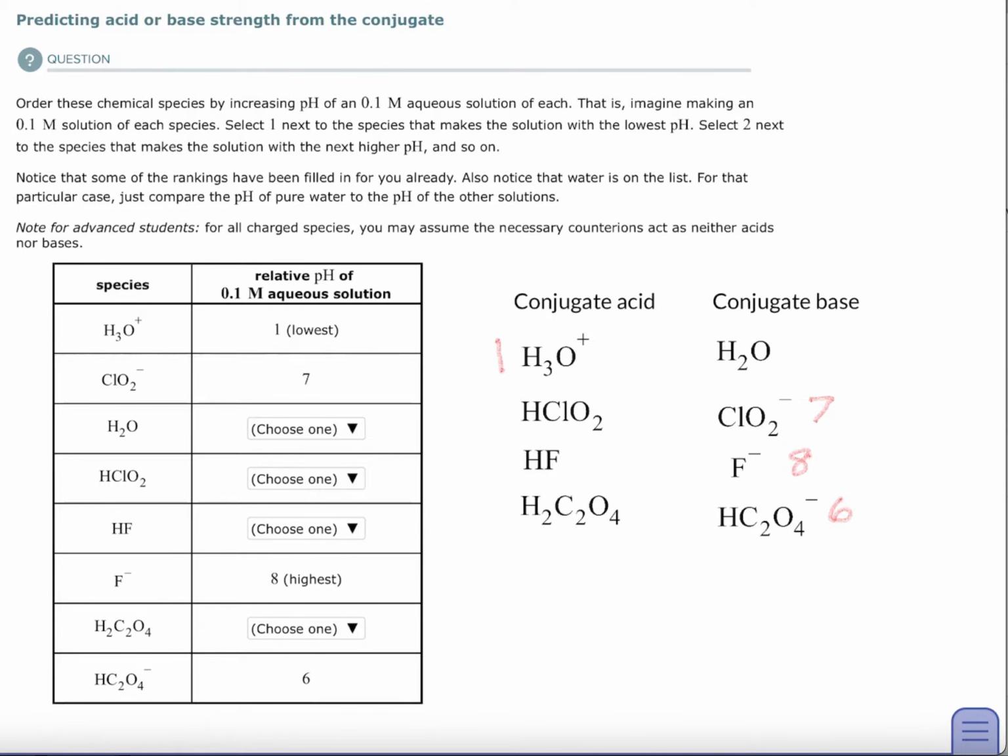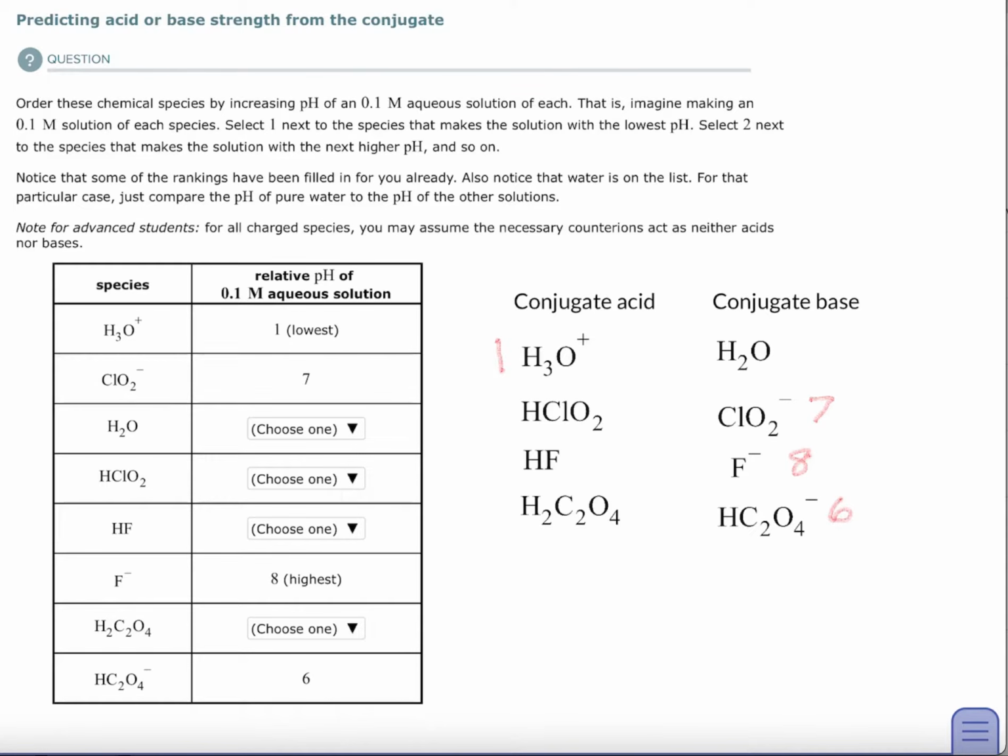Welcome back. This is an Aleks homework video on predicting acid or base strength from the conjugate. They're going to give you a list, and they're going to give half of them with a number, and then the other half will be those missing numbers.